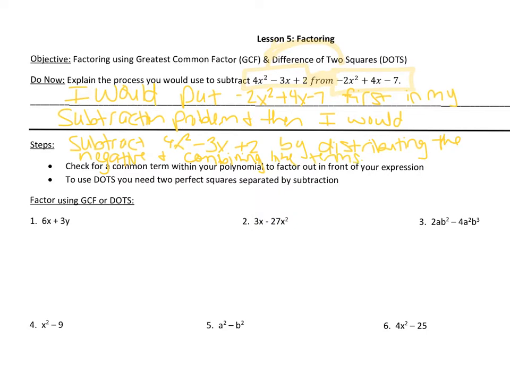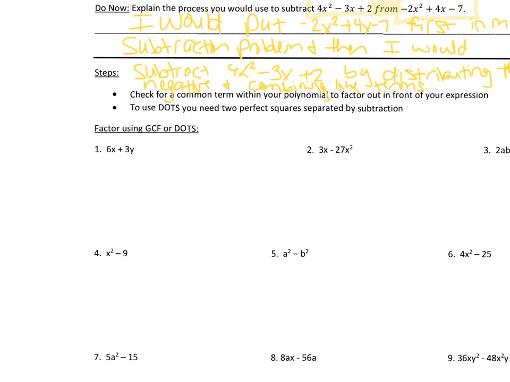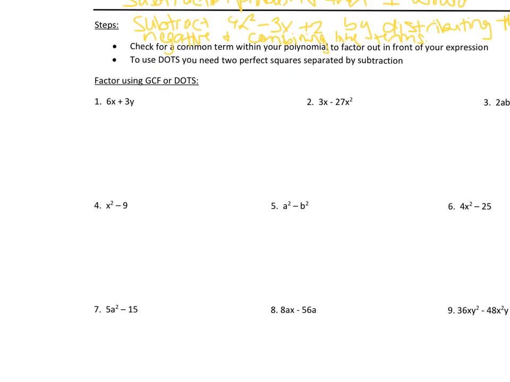Okay, so in this lesson we're going to talk about factoring. And the reason why we talk about factoring after lesson 4 is because in the previous lesson we talked about multiplying polynomials. And what factoring is, we're undoing the multiplication. We're trying to find the two factors that create the polynomial that you see in front of you. Two or three or more. It could be more than that. So the first two that we're going to go over in this lesson are GCF and DOTS.